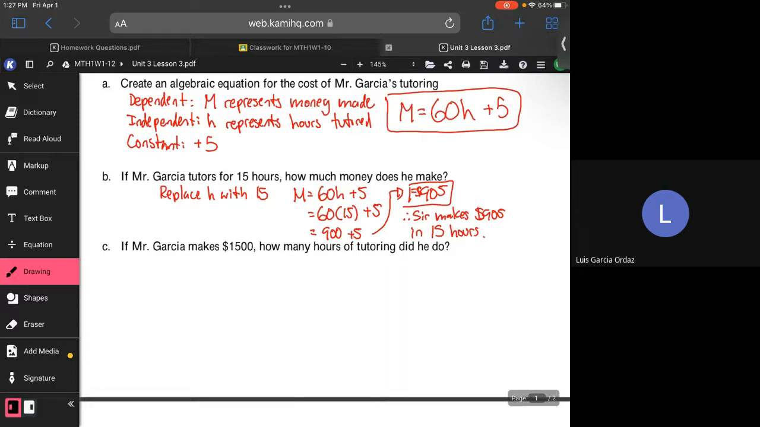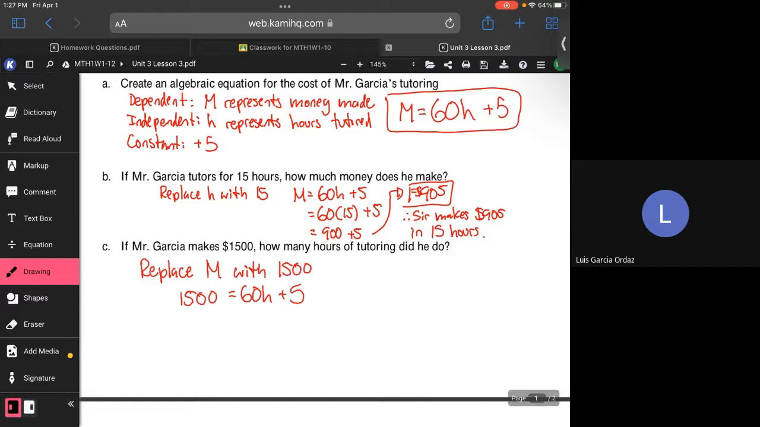So for C, what do I have to do with that 1500? Divide. You're right, you have to divide, but how do I set the equation up? You replace the N with the 1500. So 1500 is equal to 60h plus 5.